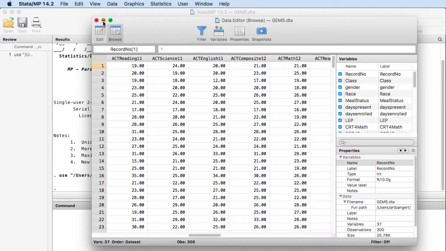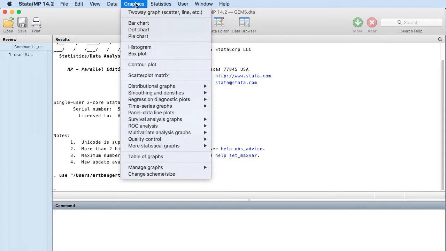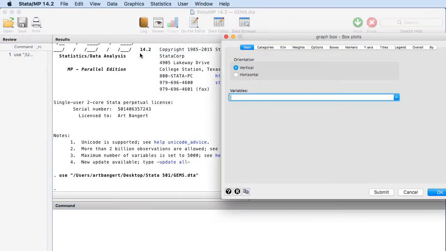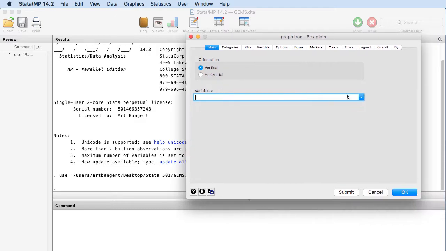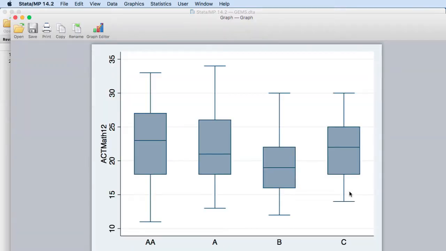So one way for us to do that is to go to graphs and construct box plots. And so we're going to do a box plot of ACT math scores for 12th grade by class. And so this is by class, AA, A, B, and C. And so we get a nice comparison here.